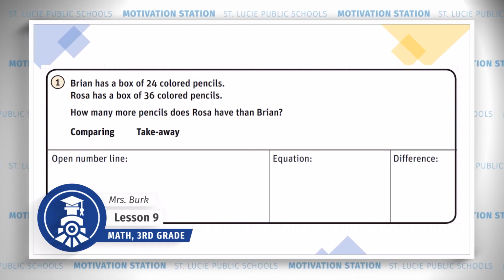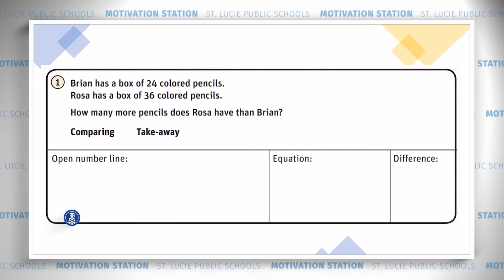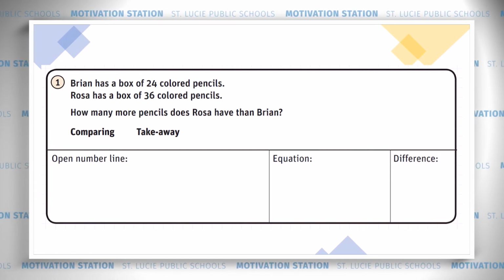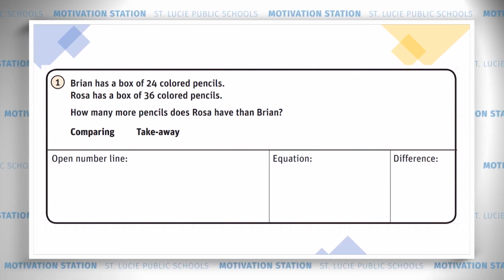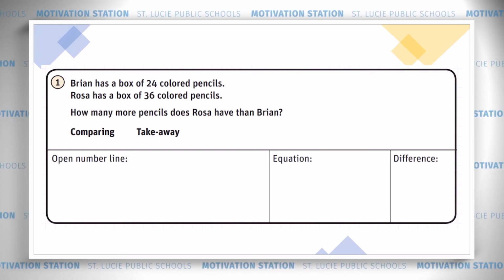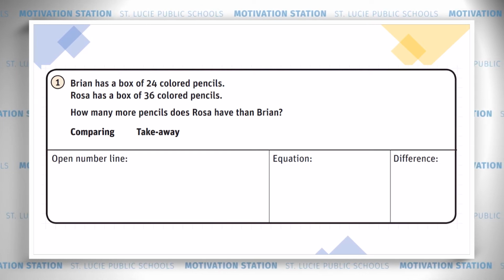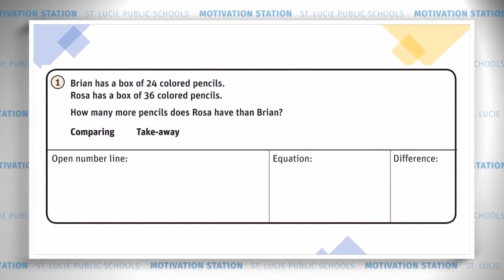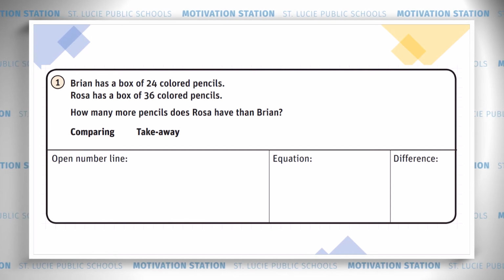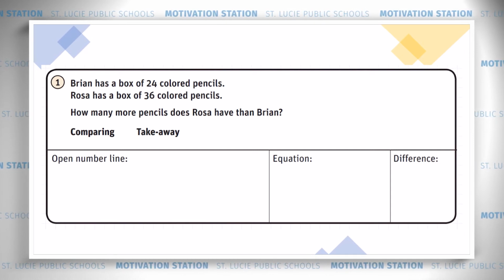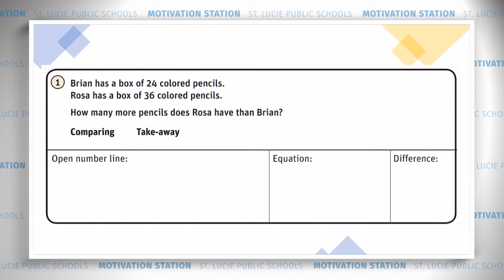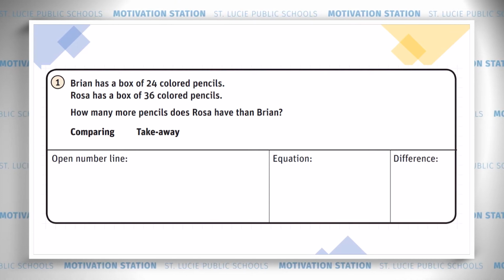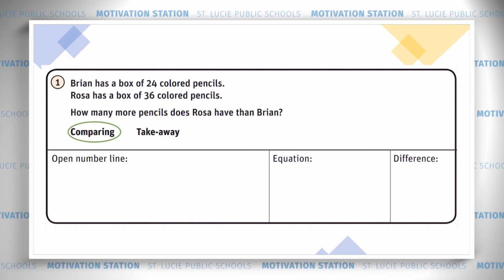Number 1 says Brian has a box of 24 colored pencils. Rosa has a box of 36 colored pencils. How many more pencils does Rosa have than Brian? First, we have to answer, is this a comparing problem or a takeaway problem? What do you think? Are we changing the number of colored pencils by taking some away? No. Are we being asked to compare the numbers of pencils each person has? Yes, so this is a comparing problem.